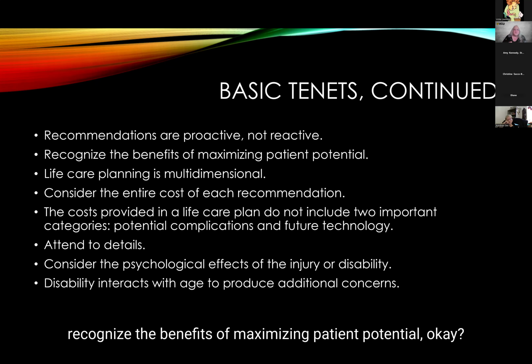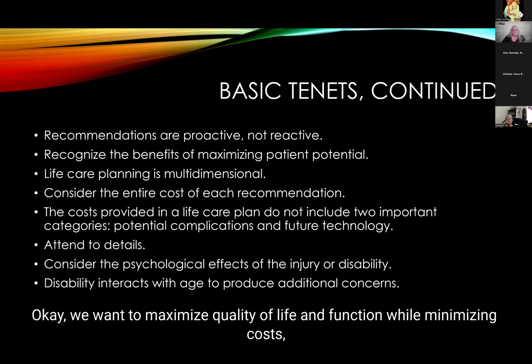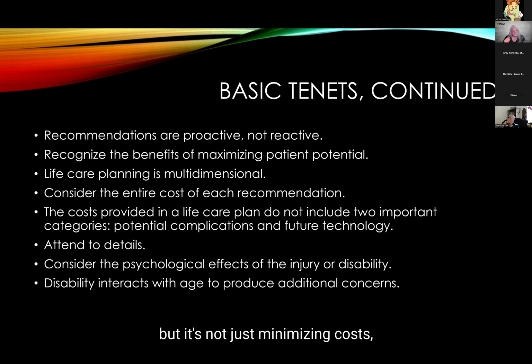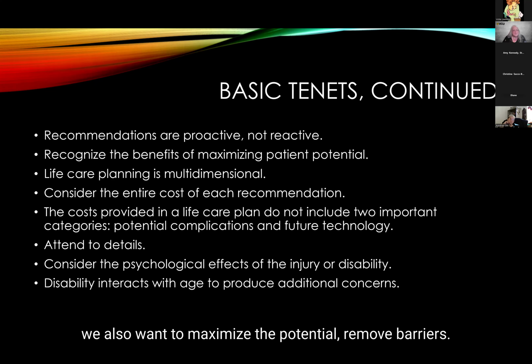Recognize the benefits of maximizing patient potential. Okay, we want to maximize quality of life and function while minimizing costs. But it's not just minimizing costs. We also want to maximize the potential, remove barriers.